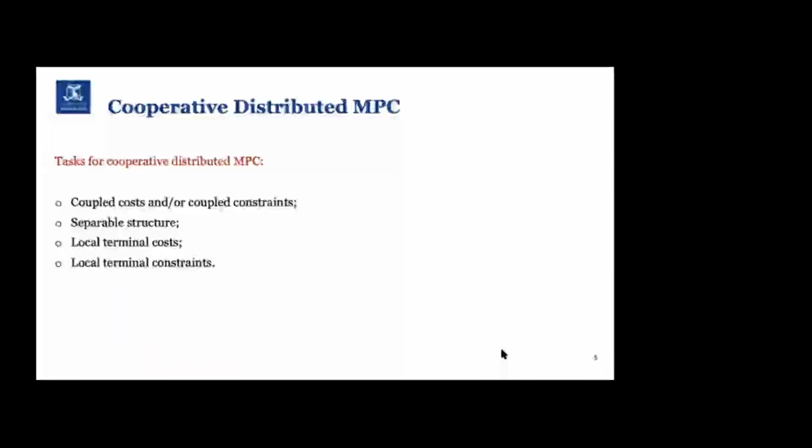First, we want to review the cooperative distributed MPC, even in the case without disturbance. The tasks for the cooperative distributed MPC are the following. The first one, we have to deal with a coupled cost for the cooperation. And also there's a coupled constraint, for example, couplings in the dynamic models. With these couplings, in order to use a distributed optimization algorithm for practical implementation, we need to formulate this distributed MPC optimization problem in a separable structure.